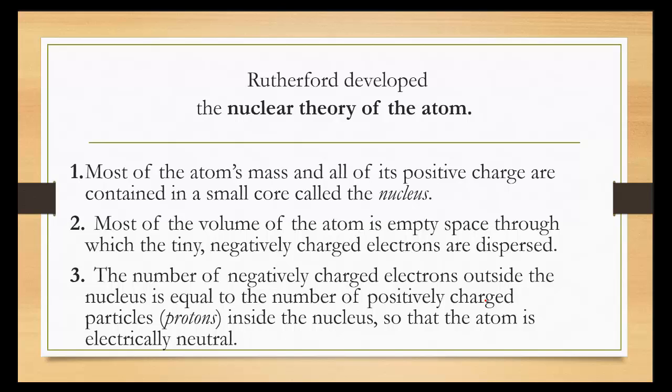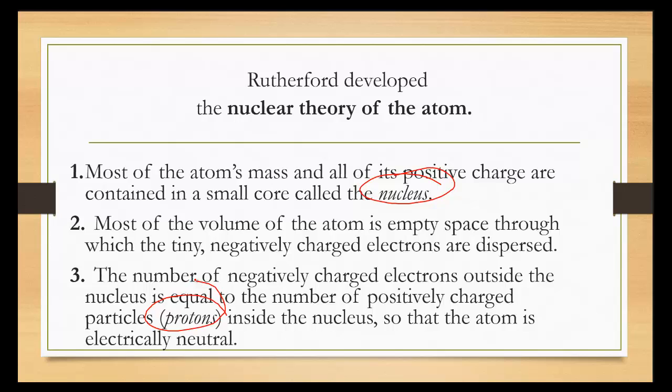Most of the atom's mass and all of the positive charge are contained in a small core called the nucleus. Most of the volume of the atom is empty space through which tiny negatively charged electrons are dispersed. The number of negatively charged electrons outside the nucleus is equal to the number of positively charged particles, called protons, inside the nucleus, so that the atom is electrically neutral, because the positives of the protons and the negatives of the electrons cancel each other out.